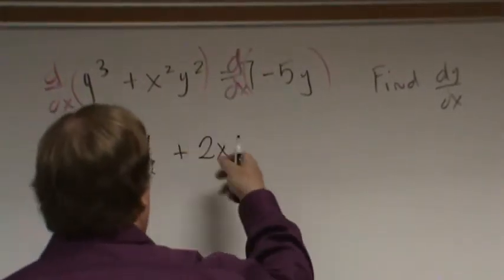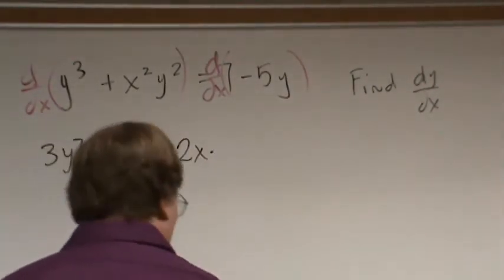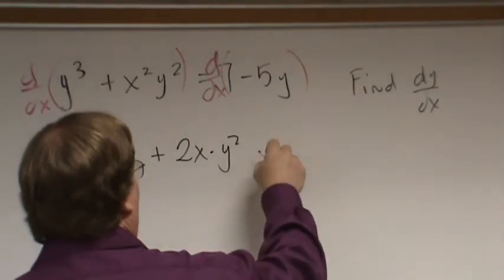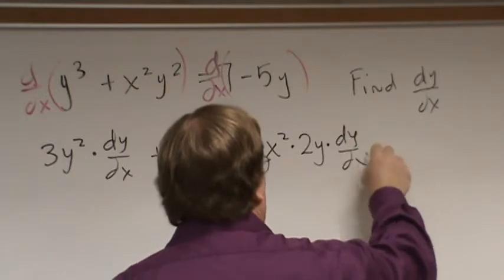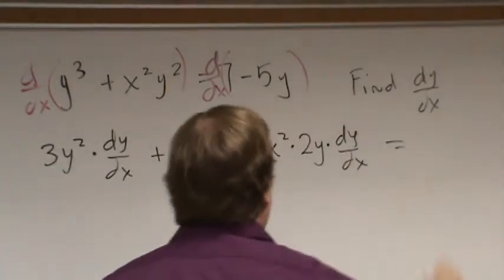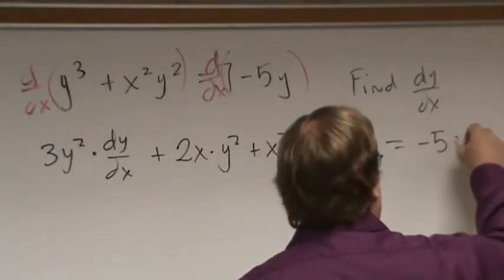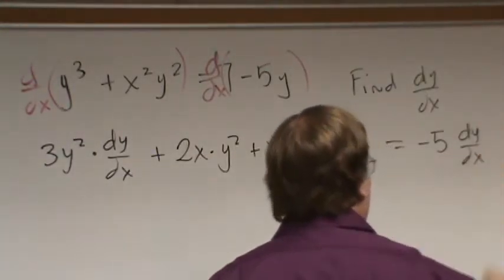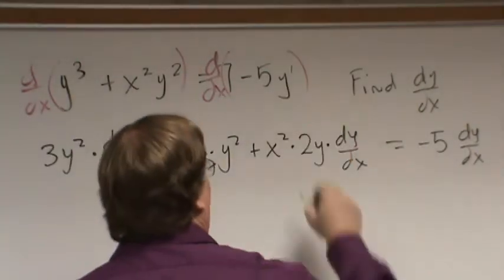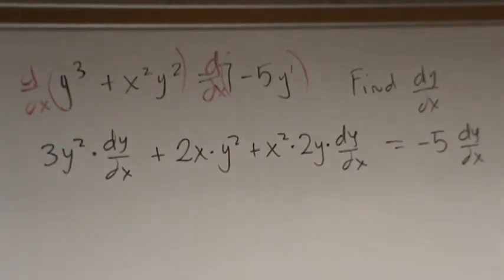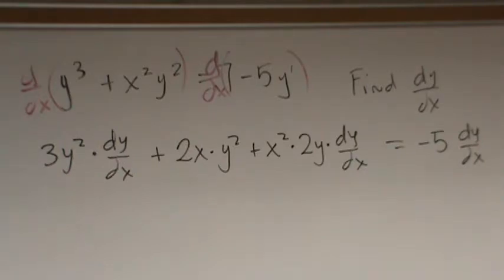So it doesn't really help or hurt. But so I got 2x times y squared, plus x squared times 2y times dy dx. Alrighty. Equals, the derivative of 7 is 0, yay. The derivative of negative 5y is going to be negative 5 times 1, but then I have to multiply by the derivative of y. This is like y to the first, so the derivative of y to the first is 1 times y to the 0, which is just 1, but then I have to multiply by the derivative of the y, which is dy dx. Any question or problem on that?